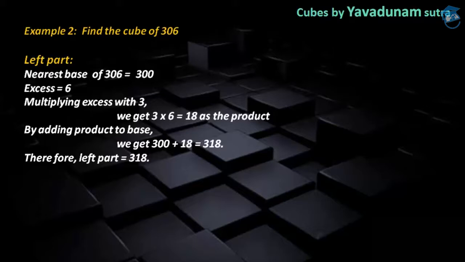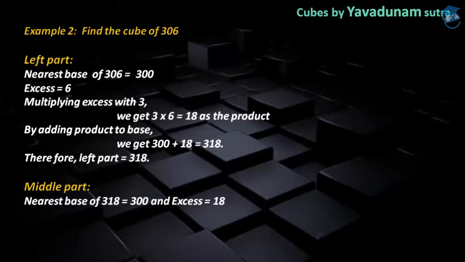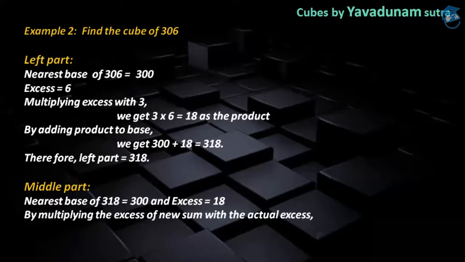After completing the process of the left part and moving to the process of the middle part, the first step is to take the answer we have got in the left part and find the nearest base and excess for it. So the nearest base of 318 is 300 and the excess is 18. After finding this excess and the nearest base, moving to step number 2, we have to multiply the excess of the new sum with the actual excess. Here the new excess is 18 and the actual excess is 6. So by multiplying 18 into 6 we get 108 as the product, and this 108 is regarded as the required middle part.